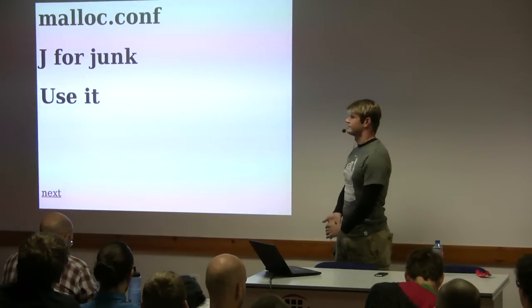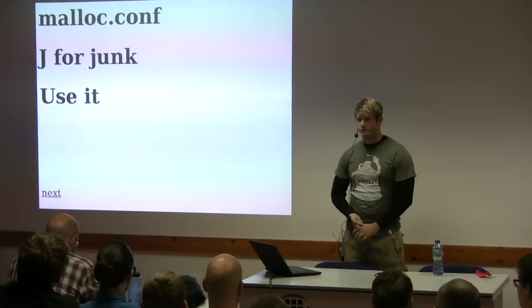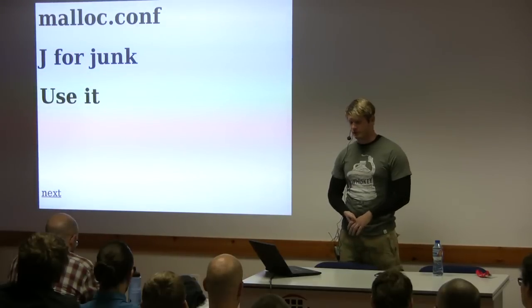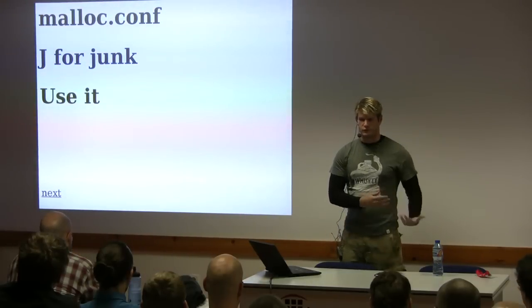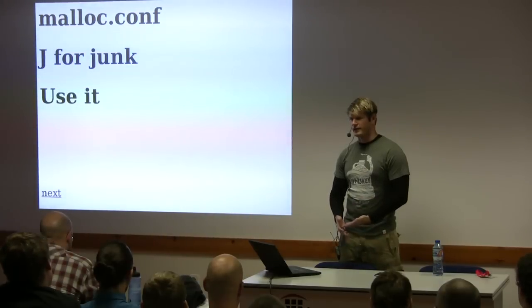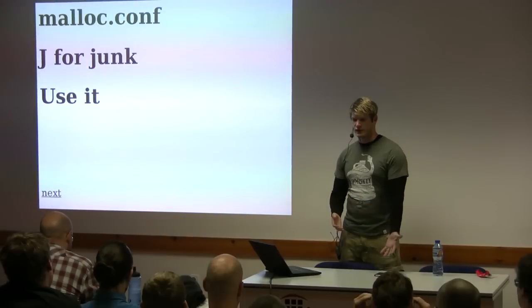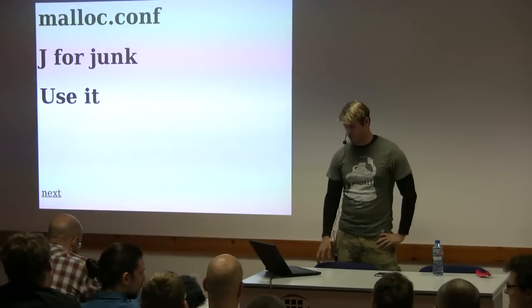My favorite option is J for junk. And what this does is it pre-fills memory. So when you allocate memory, it overwrites it so it's non-zero when it's returned from malloc. And then when you free memory, it also immediately overwrites it so that whatever previous contents of the memory are overwritten. And this catches two different classes of bugs.